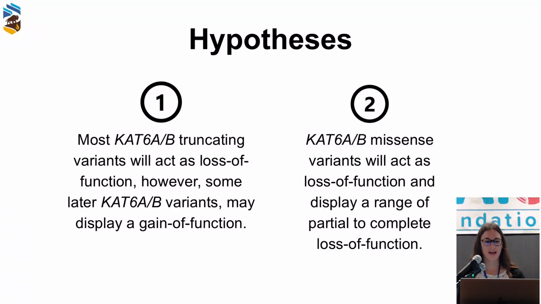So the first one we have is that most of the KAT6A and B truncating variants will act as loss of function. However, some of those later truncations, the more severe clinical pictures, may have a gain of function effect, so that new activity for the gene. And our second one was that KAT6A and B missense variants will act as loss of function.